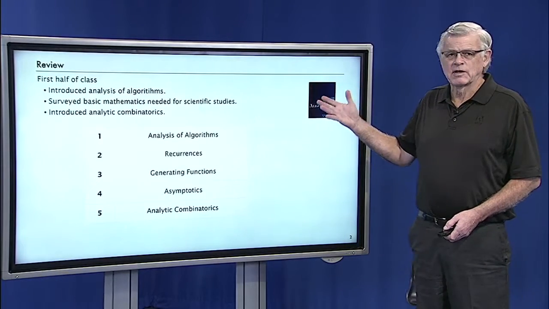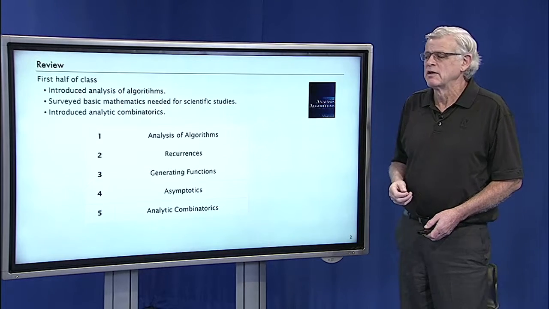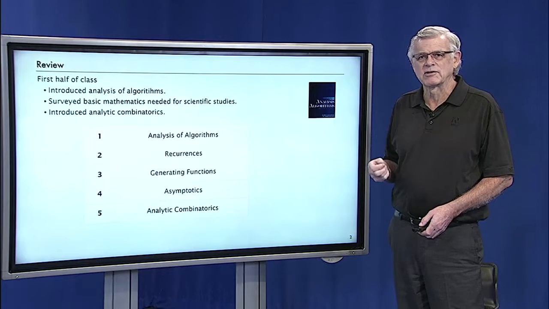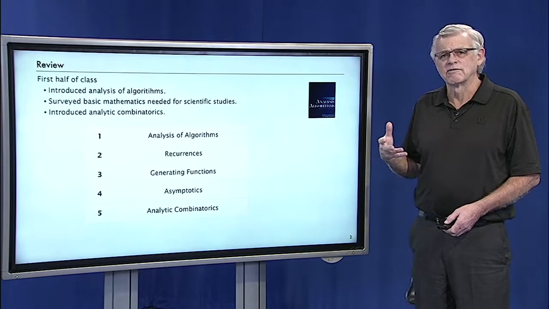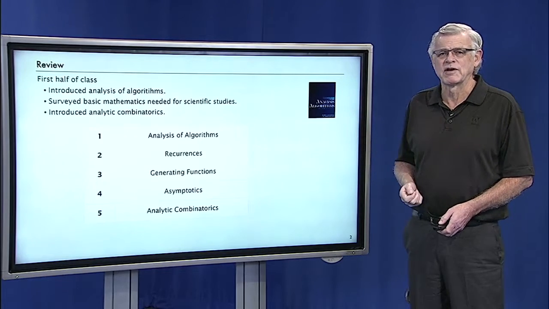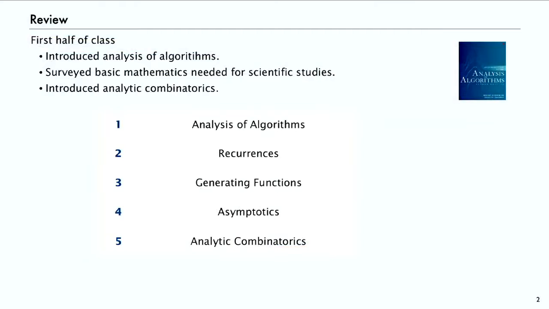For the first half of the class, the first thing we did was introduce analysis of algorithms. But then we spent the rest of the time surveying the basic mathematical methods that we need in order to do scientific studies about the performance of algorithms. And then we finished off last time by introducing analytic combinatorics. So this is all about mathematics and about techniques.